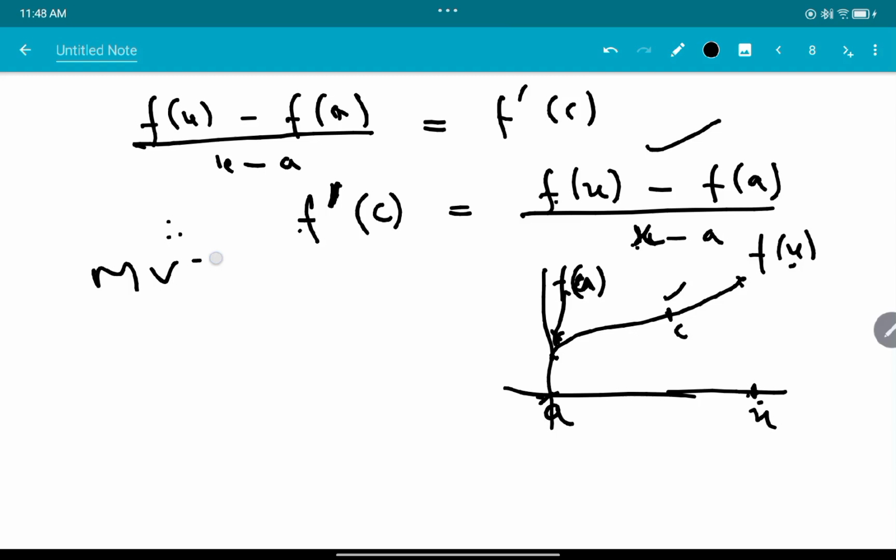A simple example will make it clear. Suppose a body accelerates from 0 to 20 meters per second, 20 meters per second without any stop.